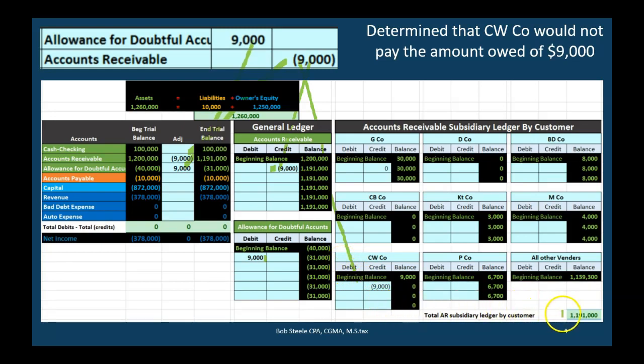And if we add up all the customers, then it adds up to 1,191,000. Those are the people that owe us money. That ties out to the general ledger. That ties out to the receivable account here. And note that we have 31,000 that we do not believe is collectible. We cannot apply that 31 to any of the actual customers because it's just an estimate. We don't know who's not going to pay us. We just believe that a certain amount of folks aren't going to pay us based on prior experience.